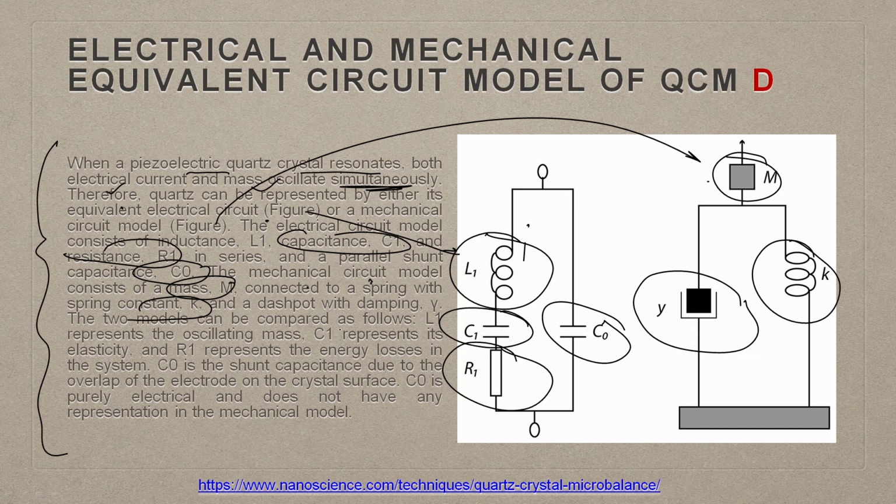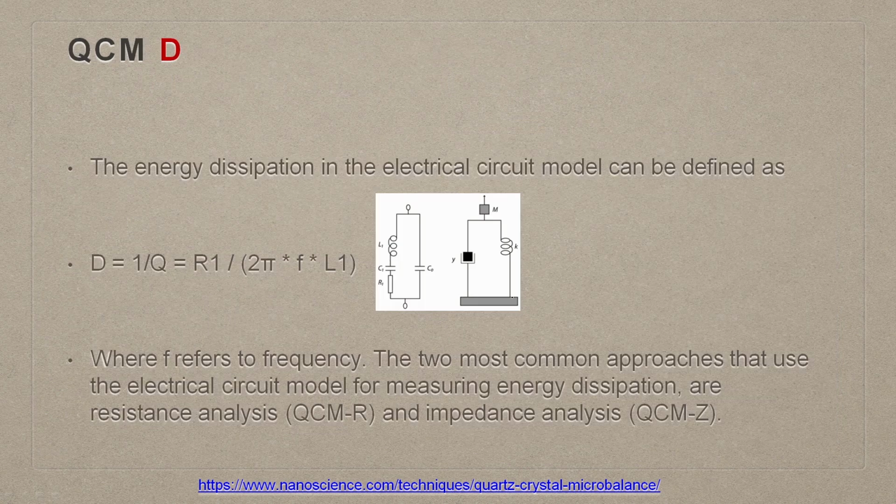The two models can be compared as follows. L1 represents the oscillating mass, C1 represents its elasticity, and R1 represents the energy loss in the system, and C0 is the shunt capacitance due to the overlap of the electrode on the crystal surface. C0 is purely electrical and does not have any representation in the mechanical world. So, this component is purely electrical, and there is no equivalent mechanical counterpart in the system.